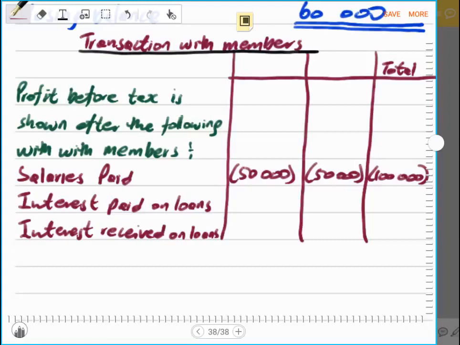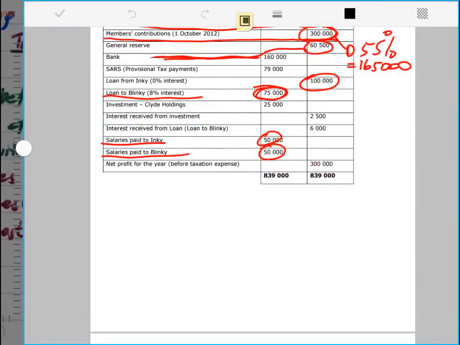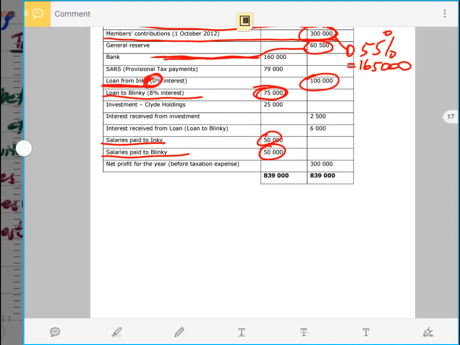It's not much necessary. So now, interest paid on loans, there was no interest the close corporation would have to pay. Why is that the case? It's because the interest on the loan that was from Blinky, which was supposed to be interest expense, there was 0% interest on that loan. So now the close corporation will not pay any interest on this loan because there is 0% interest.